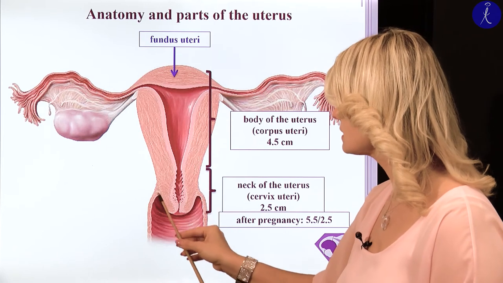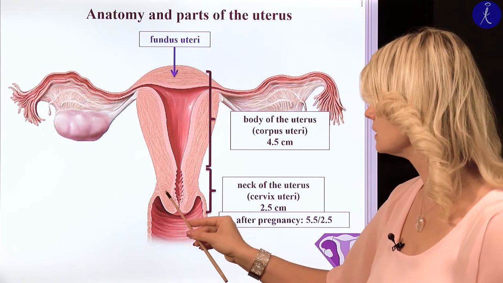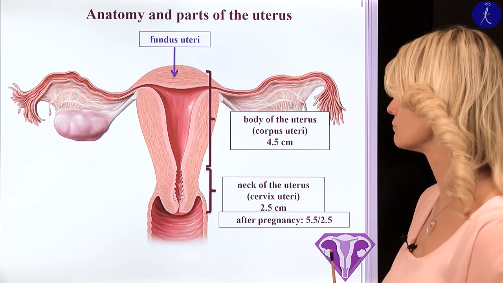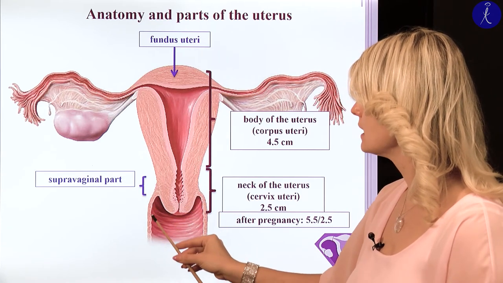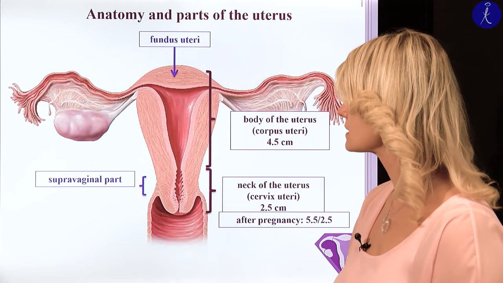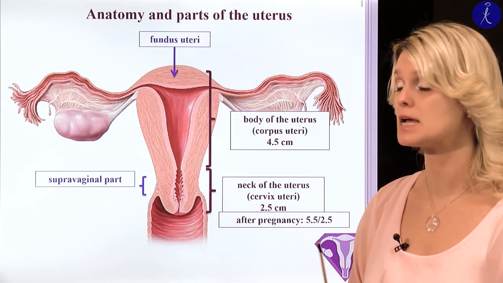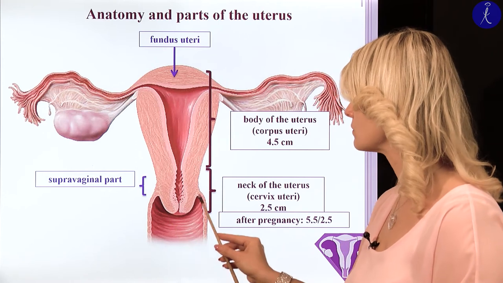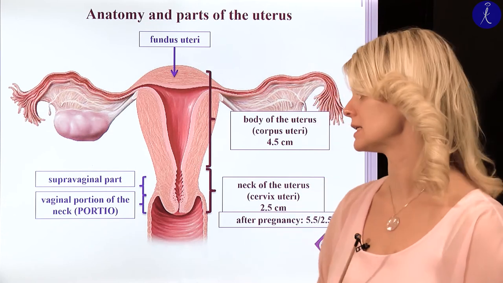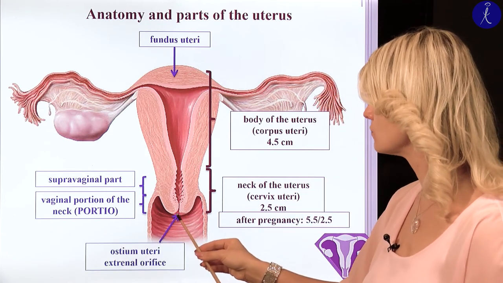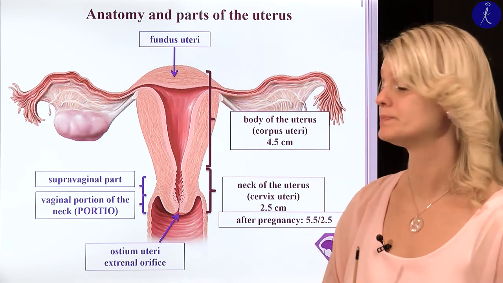If we see the cervix, we can divide the cervix into two main parts based on the insertion of the wall of the vagina. That part which is located above the fornix of the vagina, this is called the supravaginal part of the cervix. And that which is located within the vagina, this is called the vaginal part of the neck, or portio vaginalis. On the surface, here we can see the external orifice, or the ostium uteri.